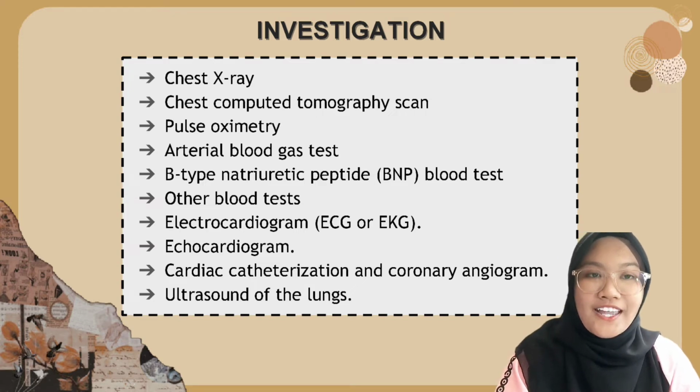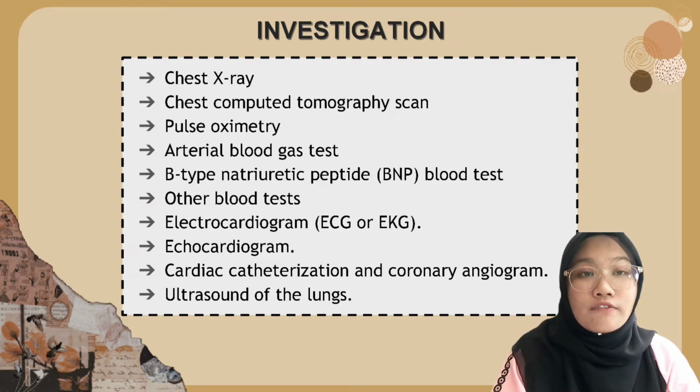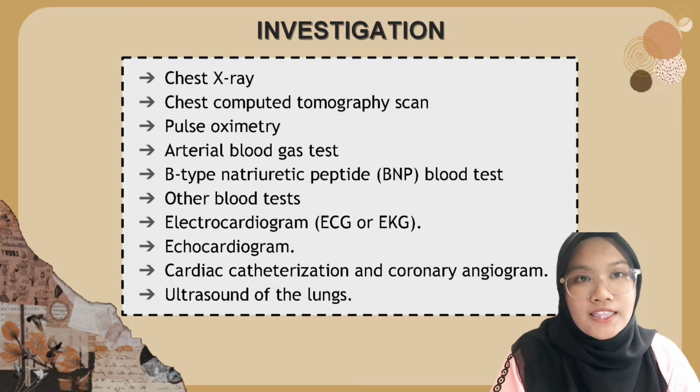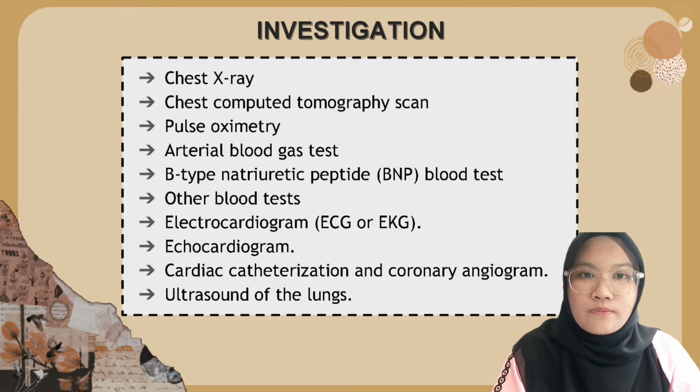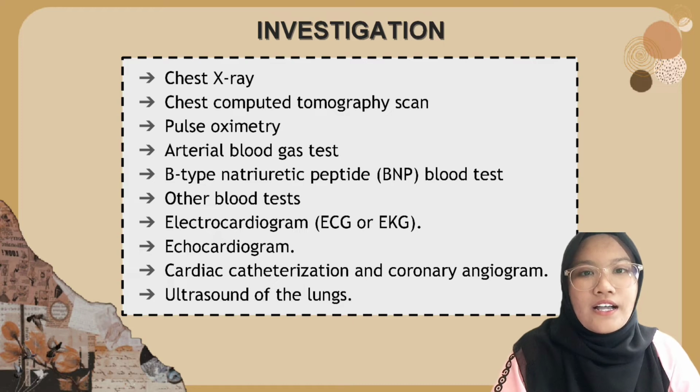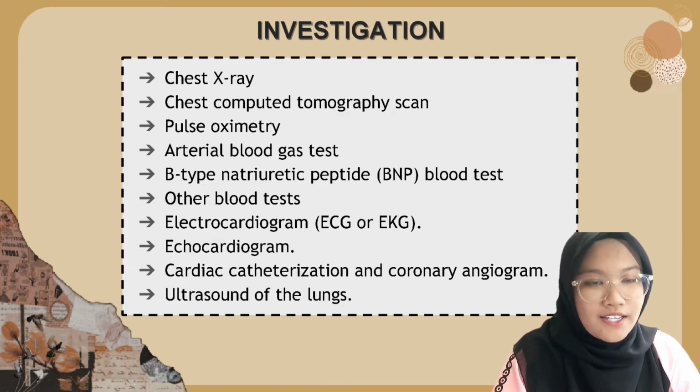First is chest X-ray and second, chest CT. For your information, these two medical devices are used to confirm the diagnosis and to show fluid in the interstitial space. Third is pulse oximetry. This is used for determining how much oxygen is in the blood. Fourth, arterial blood gas test. This is to know the amount of oxygen and carbon dioxide.